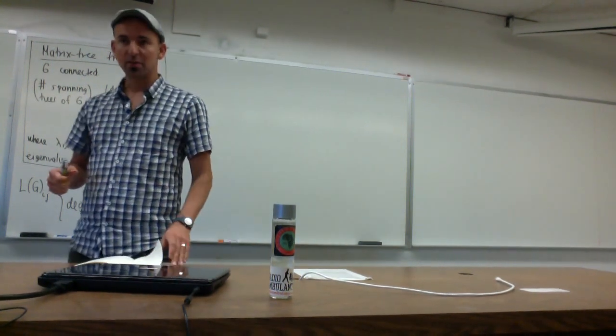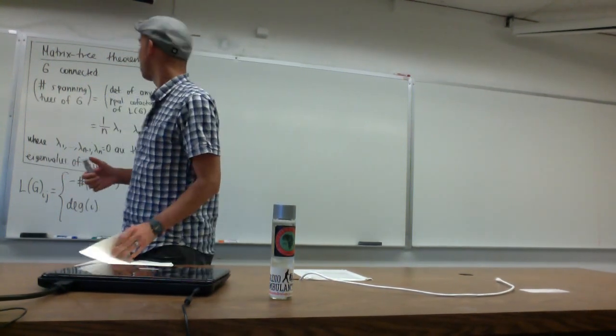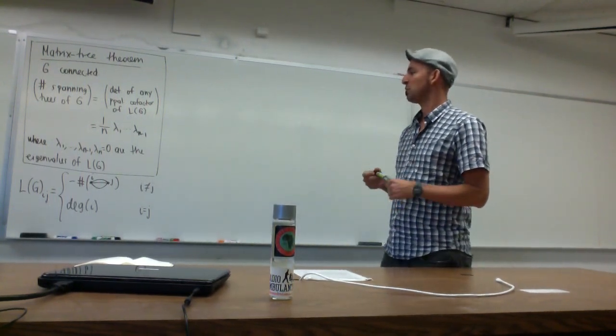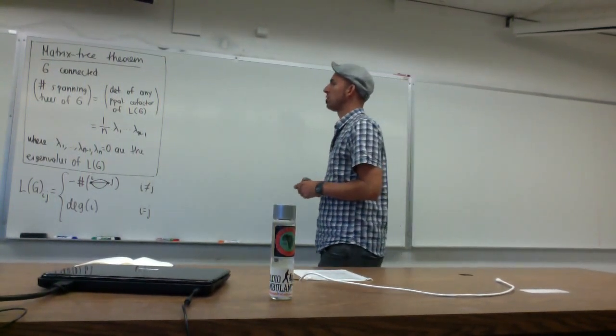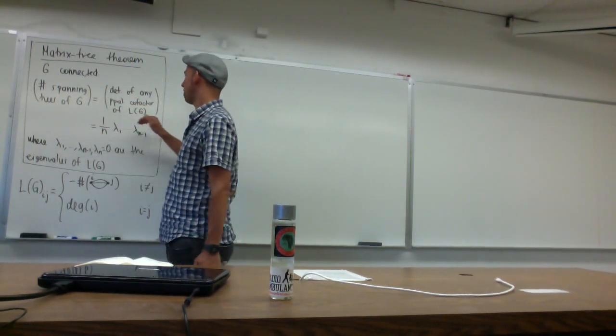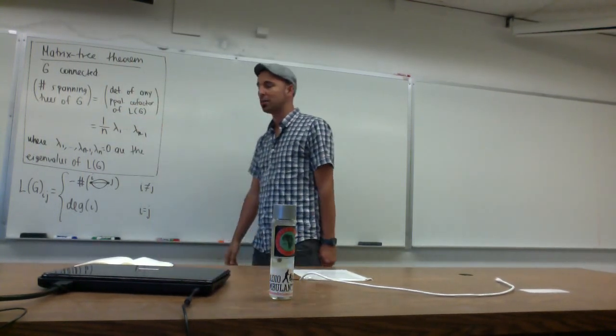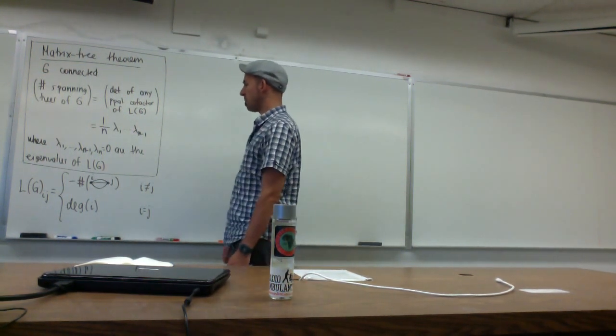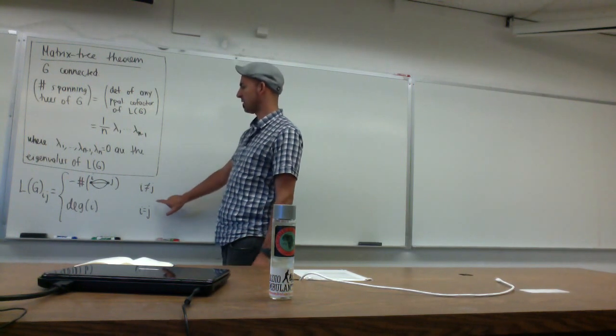All right, so we were talking about the matrix tree theorem, which was a formula for the number of spanning trees of a graph. So we said that if a graph is connected, then the number of spanning trees of the graph can be obtained in two equivalent ways from linear algebra from the matrix called the Laplacian.